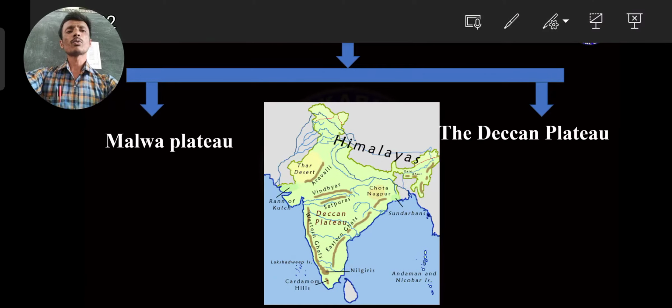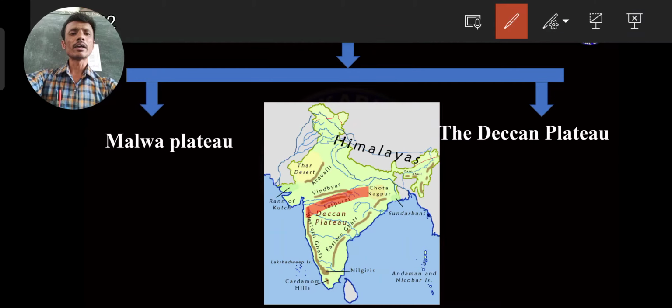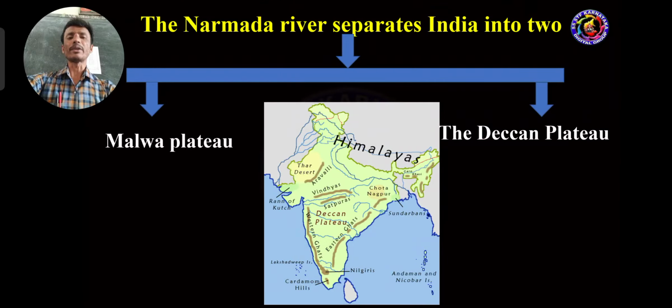Dear students, once look at the map. This is the river Narmada. We should consider all of this upper part as the Malwa Plateau, and this part as the Deccan Plateau. Here the river Narmada mainly divides India into two separate parts: the first is the Malwa Plateau, the other is the Deccan Plateau.